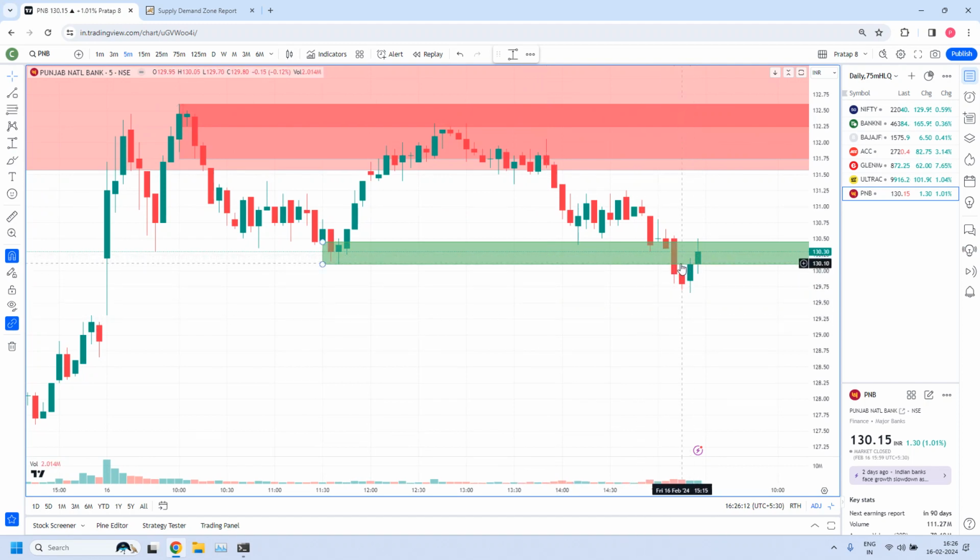During the last 15-minute session this was violated, but that is a different story. Our trade was completed at 2:10. That way PNB has given 14,400 rupees profit, which is 5% ROI, 5% return on the investment as per one futures lot.